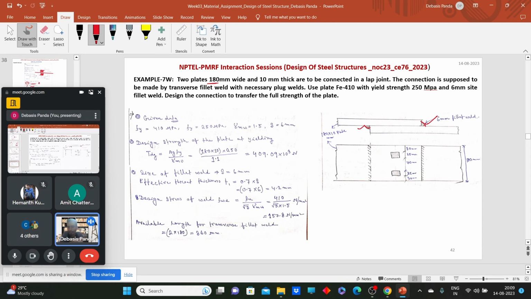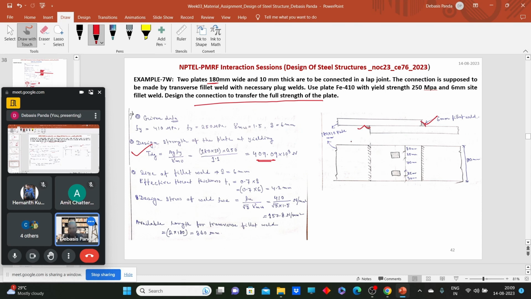Now we need to calculate the size of the plug weld, how many plug welds we should provide, all these things. So first, what do we need to calculate? How much load we need to transfer: the full strength of the plate. The full strength of the plate will be governed by the yielding. So here the full strength of the plate will be 409.09 into 10 to the power 3 Newton, or we can say 409 kilonewton.